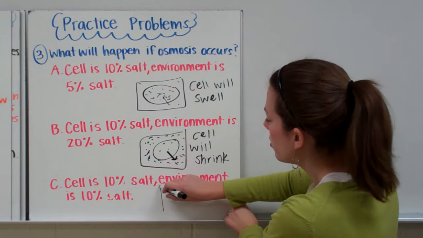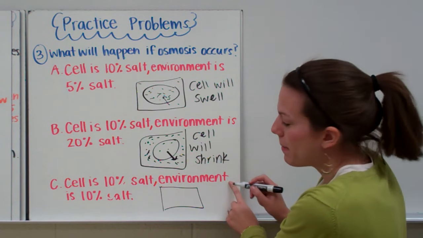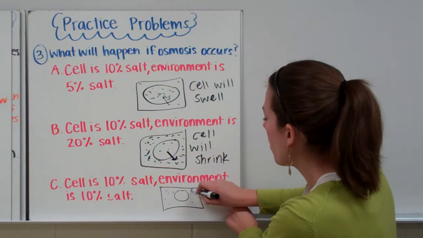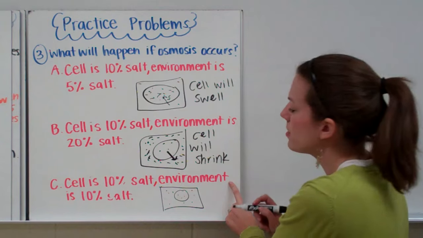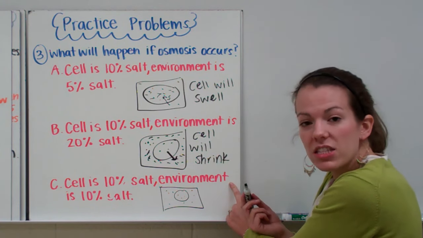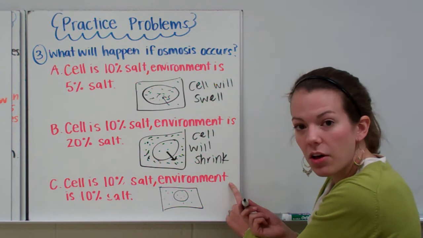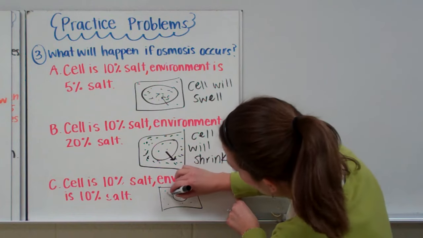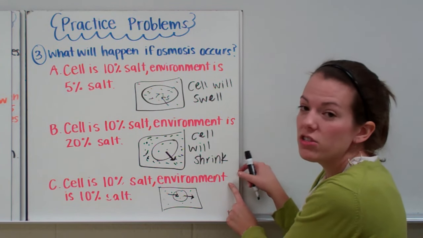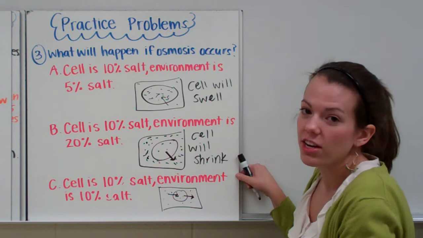But first, draw out your experiment. We have our environment and our cell, and they both have the same concentration. So they both have dots that are equally spaced apart. You see, neither has more water or less water than the other. As a result, water will move both into the cell and out of the cell. Since water is moving both into and out of the cell, it will not change in size.